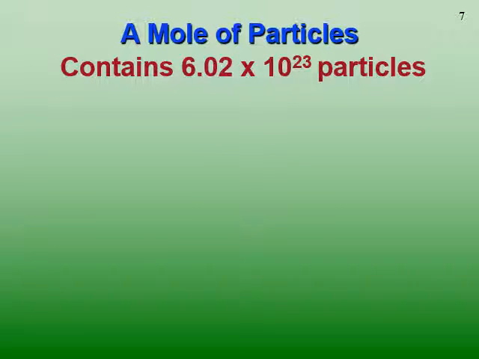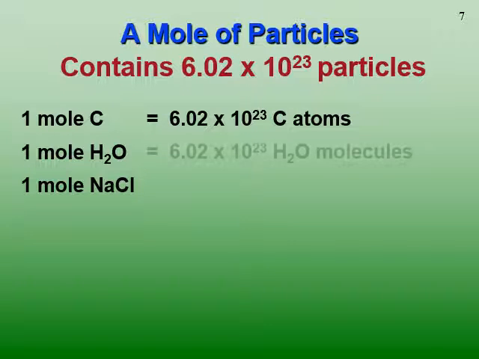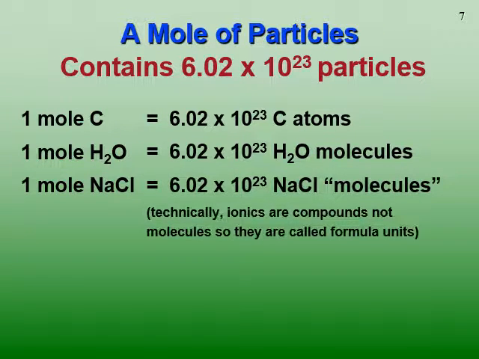So a mole of particles, of any particle, contains 6.02 times 10 to the 23 of those particles, no matter what the particles are. So 1 mole of carbon contains 6.02 times 10 to the 23 carbon atoms. 1 mole of water contains 6.02 times 10 to the 23 water molecules. And finally, 1 mole of sodium chloride contains 6.02 times 10 to the 23 NaCl molecules.